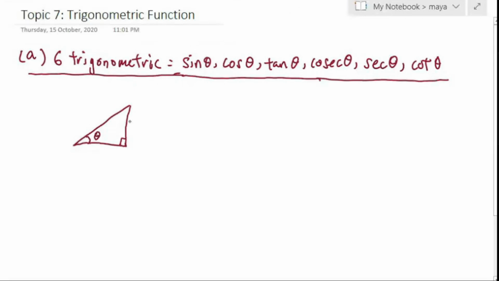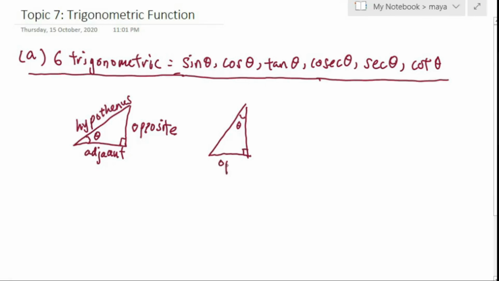Automatically, this side here will be defined as the opposite length. And then this is the longest one, which will be the hypotenuse. And then the one at the side here is called the adjacent. So this depends on how you define your theta. If my theta given is here, it means your opposite will be here, your adjacent will be here, and your hypotenuse, the longest one, is still the same, which is the hypotenuse here.